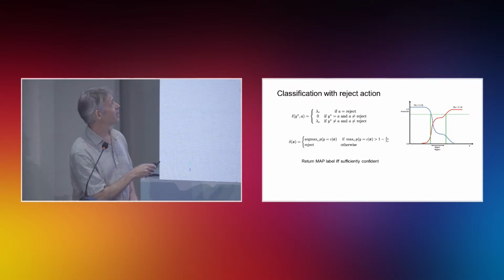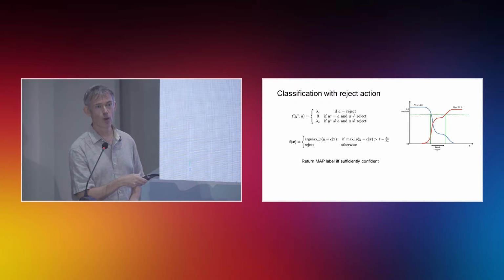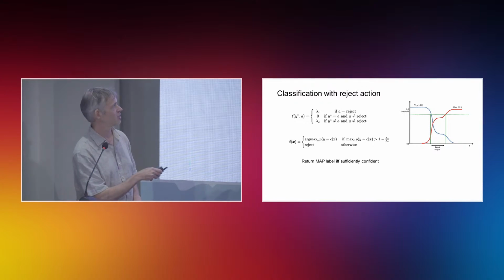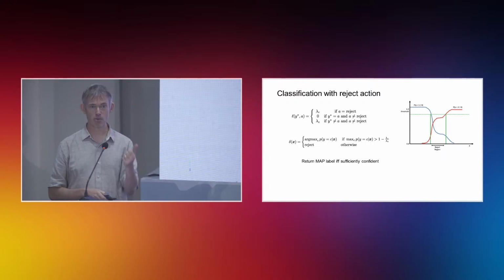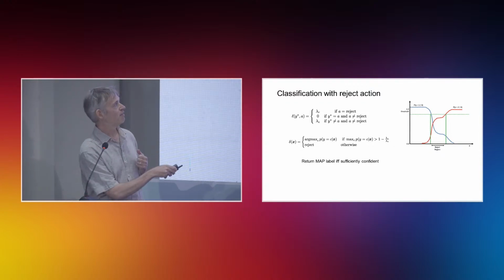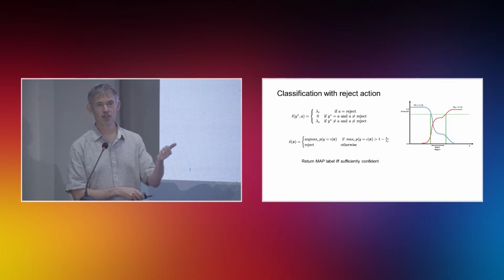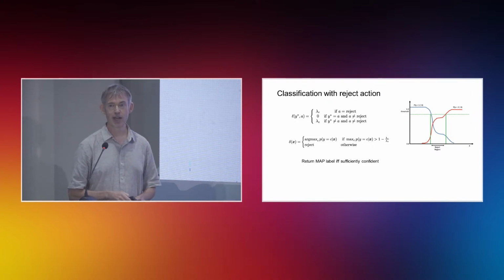So then you can just do some algebra and figure out when you should decide to refuse to classify. And you get this result, which is quite intuitive, which says, look at the probability of the most probable class, and if it's bigger than this ratio, then predict it, otherwise refuse to classify. And that will minimize your expected loss. So this is kind of cool, right?